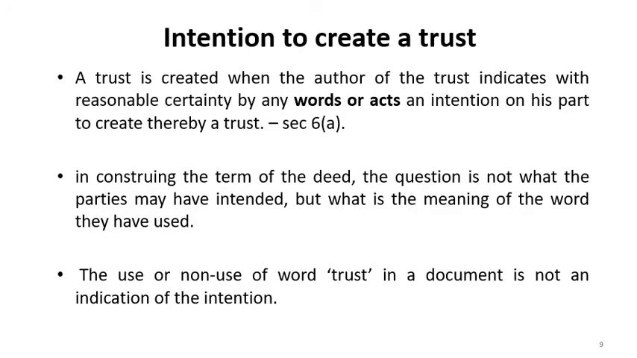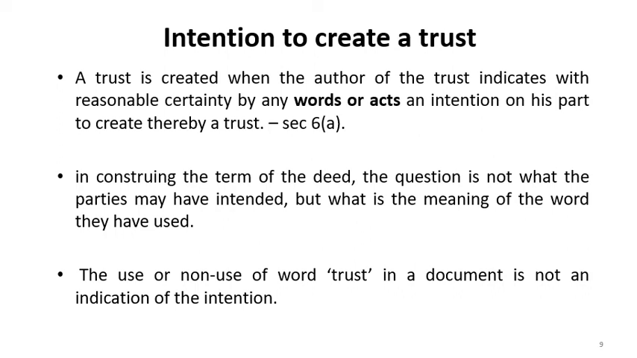Now we will move to another section. This is the main part that we are going to see now: how to identify the intention to create the trust. When you look at section 6 again, I would like to highlight here: a trust is created when the author of the trust indicates with reasonable certainty by words or acts an intention on his part to create thereby a trust. That's the intention.